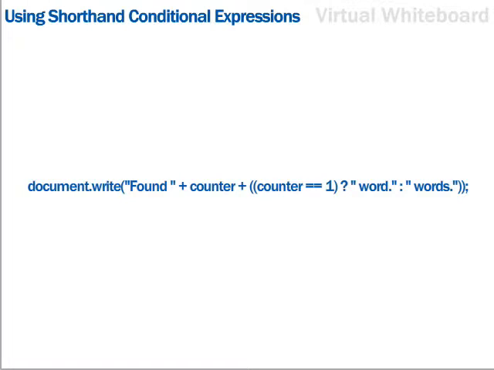As an example, here's an easy way to display a grammatically correct message about a variable. This will print the message "found one word" if the counter variable has a value of 1, and "found 2 words" if its value is 2 or greater. This is one of the most common uses for a conditional expression.